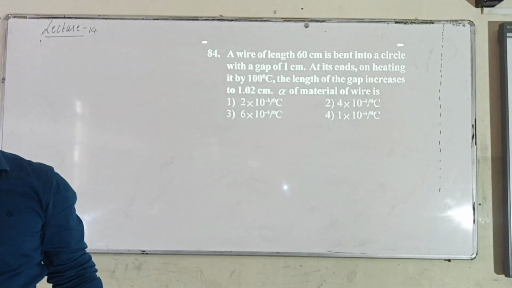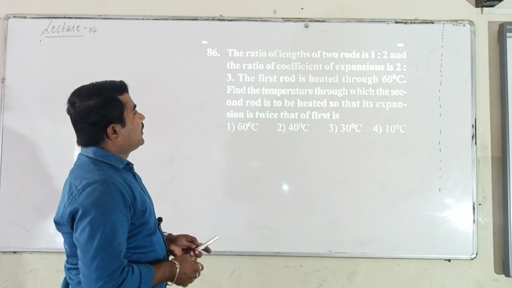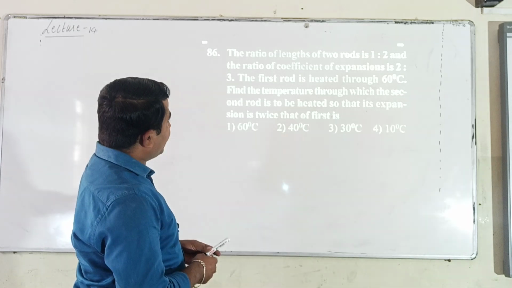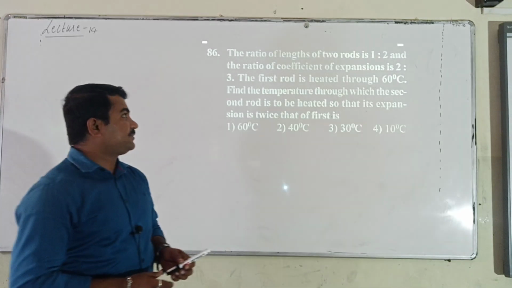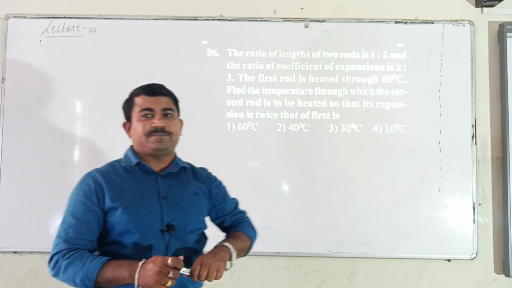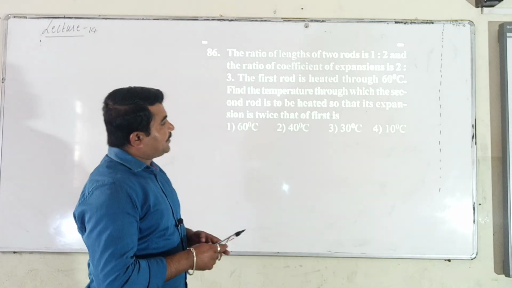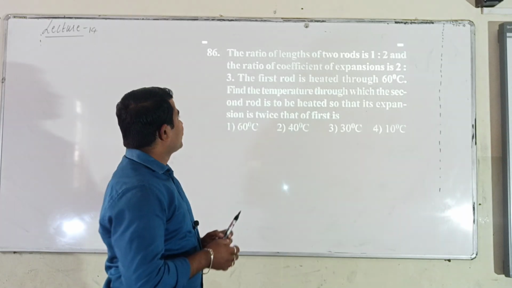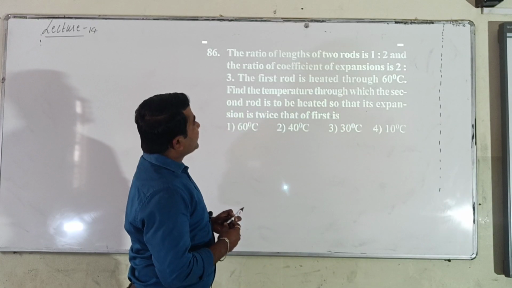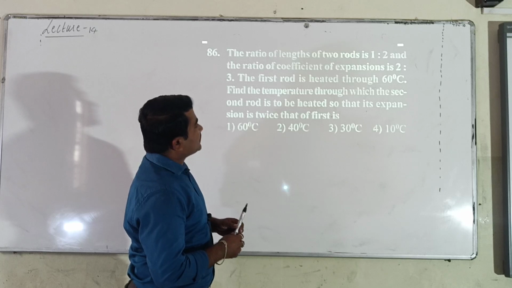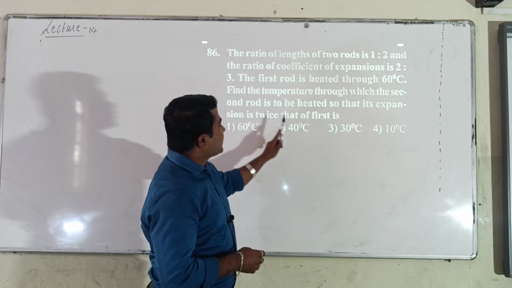Let us go for the next one. The question is: the ratio of lengths of two rods is 1:2 and the ratio of coefficients of expansion is 2:3. See here, a very simple question. The first rod is heated through 60 degrees Celsius. Find the temperature through which the second rod is to be heated so that its expansion is twice that of the first.